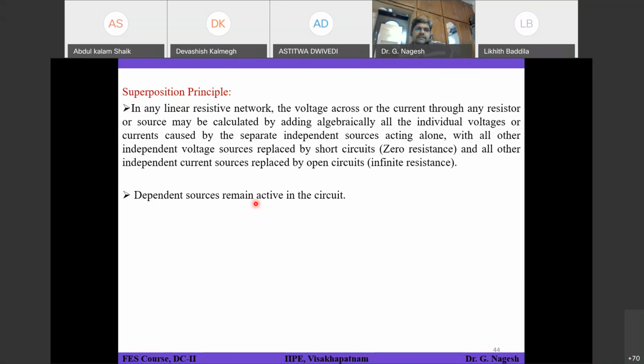Dependent sources remain active in the circuit. That means if you have a dependent source present in the circuit, we are not going to change anything. It will remain as it is in your circuit throughout your analysis process. Only the independent voltage source will be replaced by a short circuit if at stage 1 you are analyzing the current source, and the independent current source will be replaced with an open circuit, that means infinite resistance. Dependent sources remain active, that means they are not going to change. They remain as they are in your analysis process. This is applicable only for linear networks.